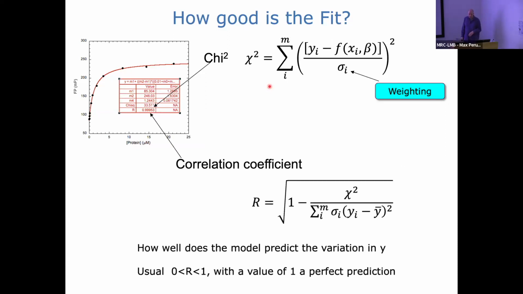Then the correlation coefficient is really a ratio of the chi-squared divided by these values here, and that is the null hypothesis, which says that nothing is happening and you're not getting any binding at all. If we look at the difference between all your data values and an average value of y, how does that compare to the chi-squared? Obviously, if you get something closer to 1, that's going to be a perfect condition. Values below 0.7 you have to use with caution.